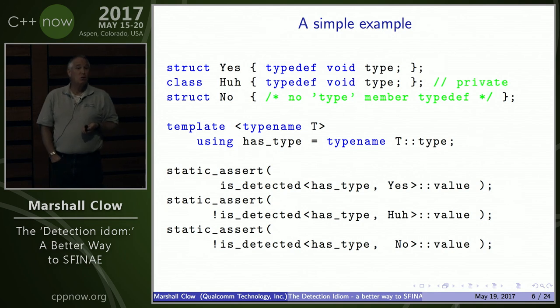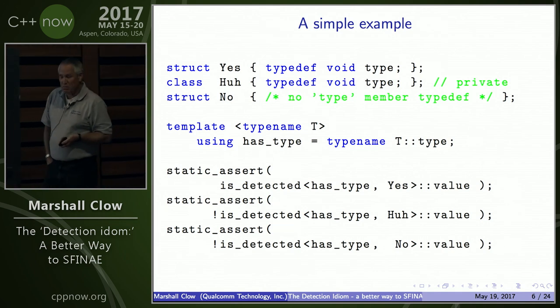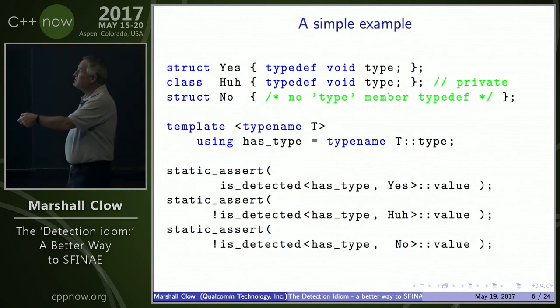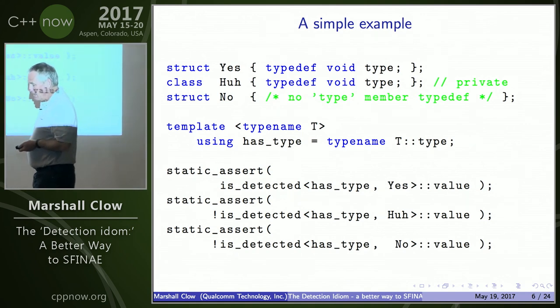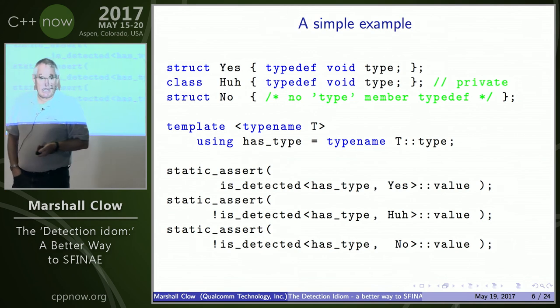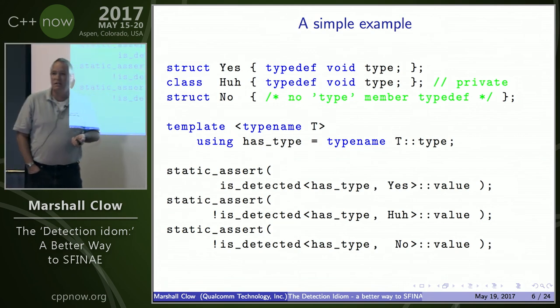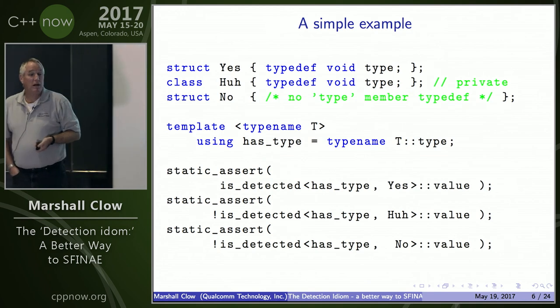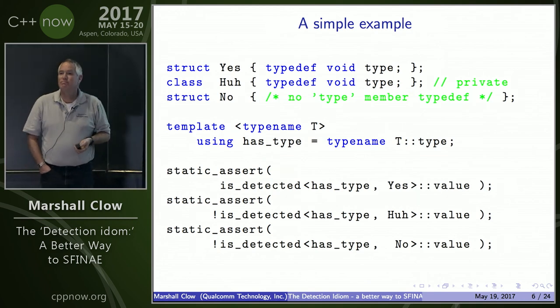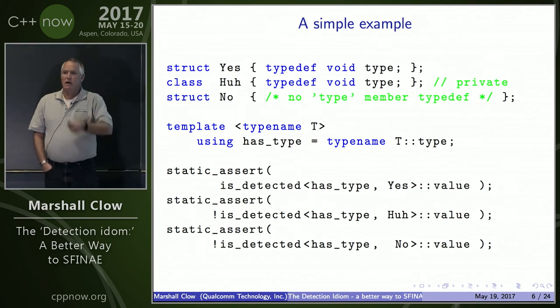Let me repeat the question so that people can hear it: what if the type function was defined in a class derived from something that had a protected type? I don't know. I'd have to try it. I saw another hand back here, right there, Ansel.